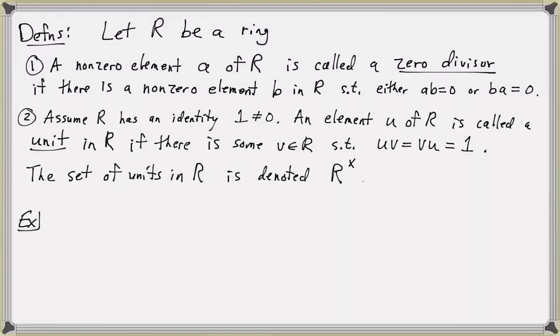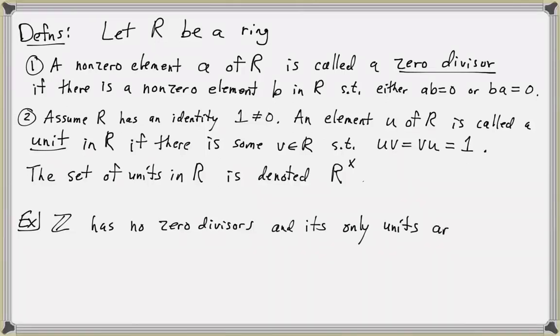So let's look at some examples of zero divisors and units. For the familiar ring Z of integers, this ring has no zero divisors, and any subset of the complex numbers would not have any zero divisors because these sets have the zero product property. So the set of integers has no zero divisors, and the only units are the integers 1 and negative 1. So the set of units in Z is a set containing only plus or minus 1.